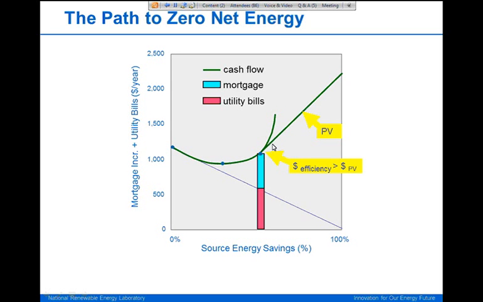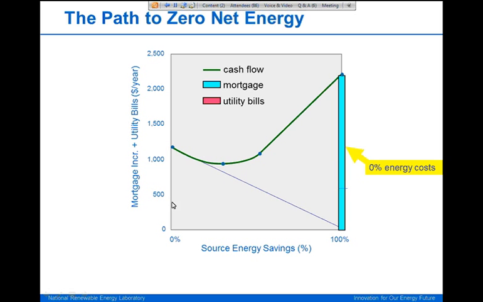And then in a simple version of this, we just are adding larger and larger PV arrays, potentially getting to net zero energy. So at the end, as you recall, we started out with utility bills being the energy-related cost. When we're done, in a simple conceptual sense, we've eliminated utility bills, and we have mortgage payments, upfront purchase of efficiency, and PV. So that's the conceptual path to zero net energy.